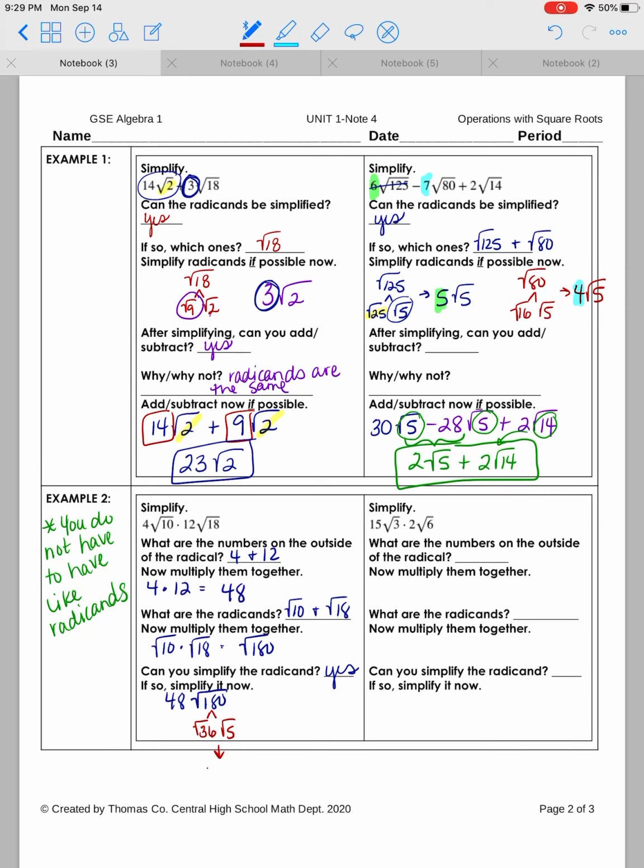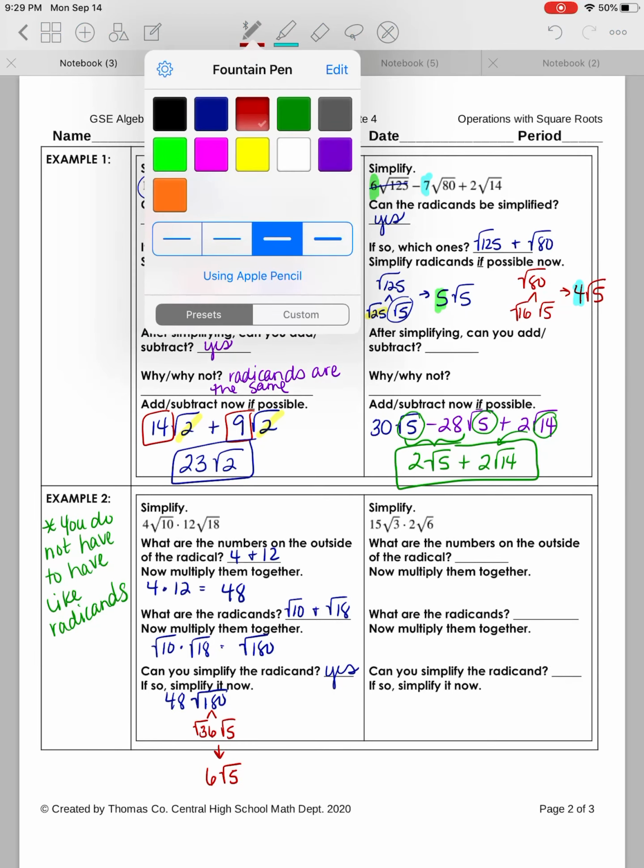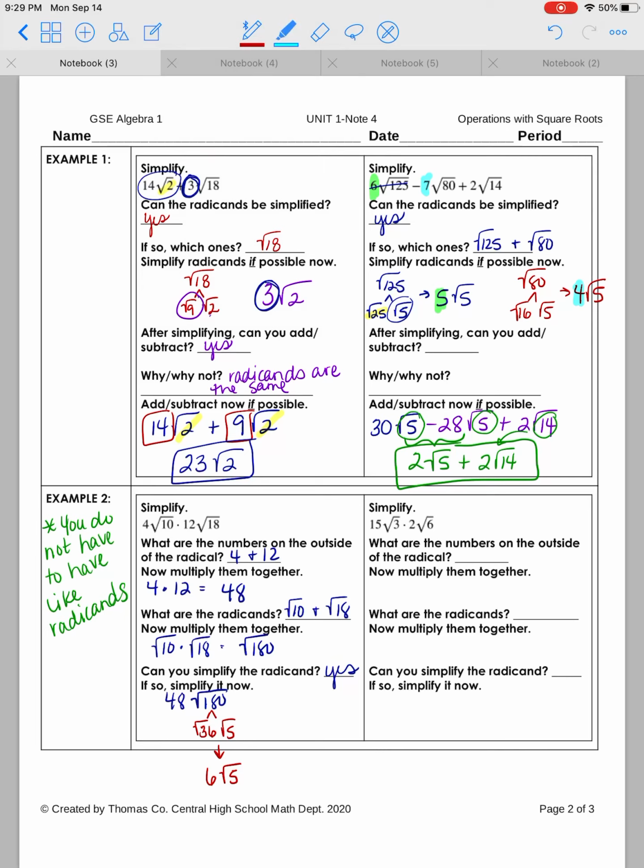So the square root of 36 is 6 square roots of 5. That comes down. Now, I got to be very careful when I'm getting my answer, because I got to take this 6 and multiply it by this 48. Don't forget that part. So I'm going to do 48 times 6, 8, 4, 288. So my answer is going to be 288 square roots of 5.